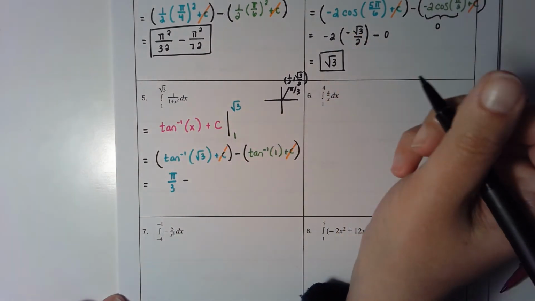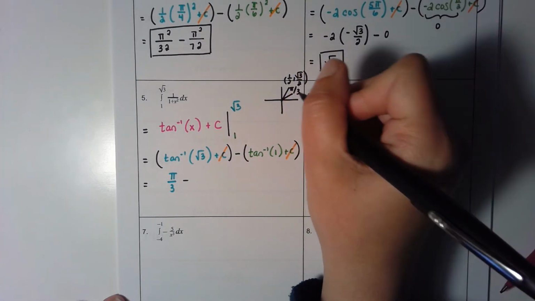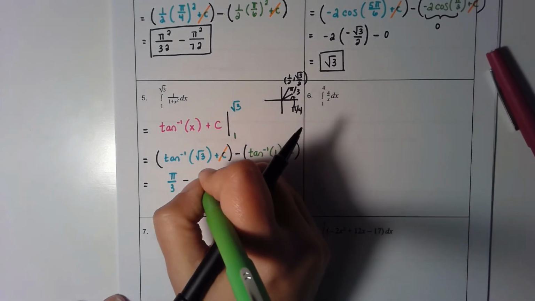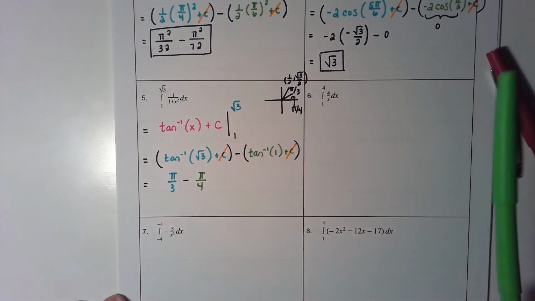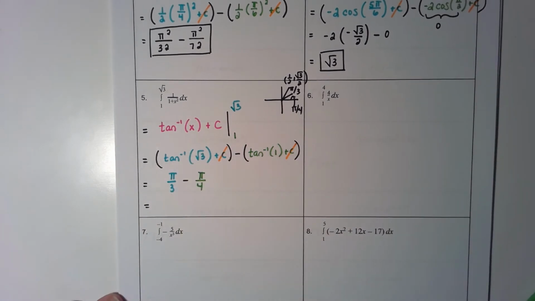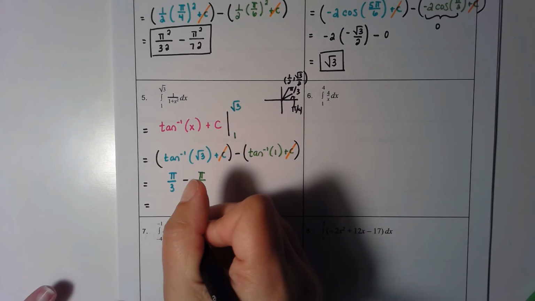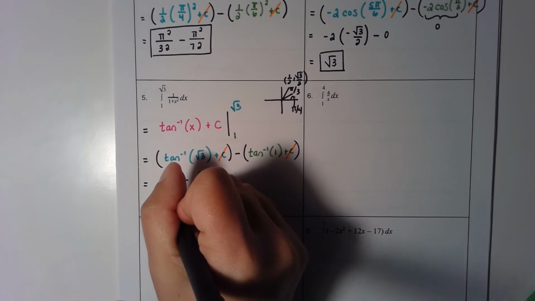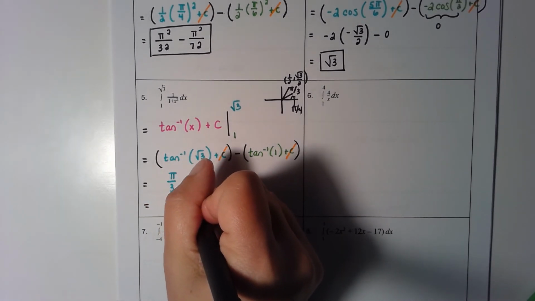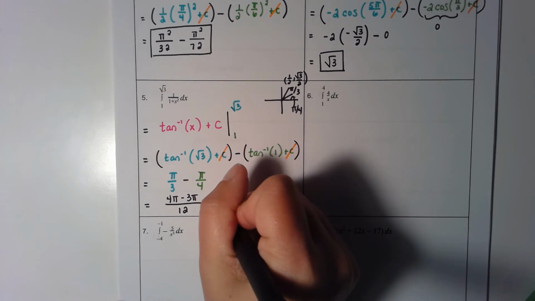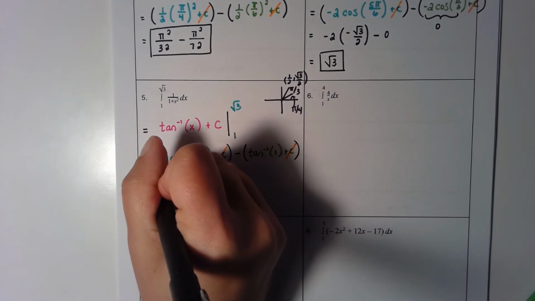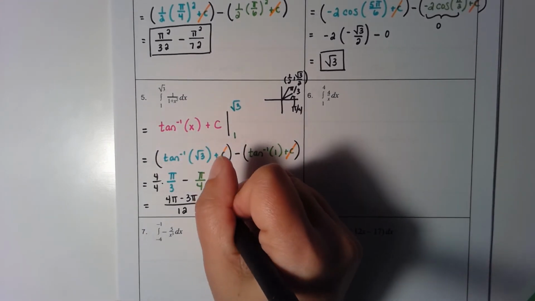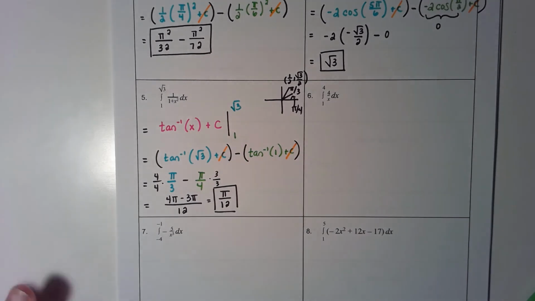Minus the inverse tangent of 1. The tangent is going to be 1 when the x and y are the same, and so that's going to happen at pi over 4. So I would have minus pi over 4. And that means I could combine and make common denominators here. So my common denominator would be 12. And I would have 4 pi minus 3 pi over 12, which is just pi over 12. Because I would need to multiply by 4, and I would need to multiply by 3 in order to get a common denominator. There we go. Show all my steps. Okay, next.